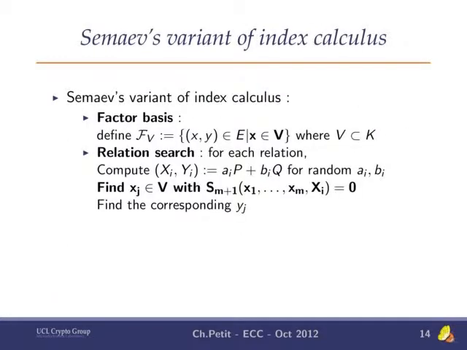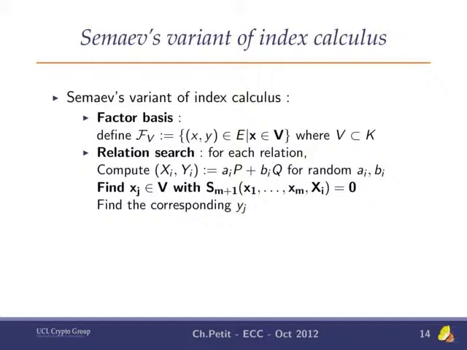So the idea of Semaev was to do index calculus like this. You define the factor basis F_V as the set of points on the curve such that the x-coordinate belongs to some V, where V is a subset of K. Once you do that, the relation search problem amounts to the following.